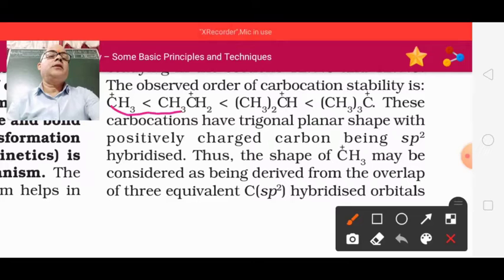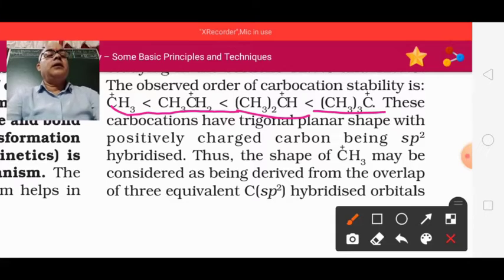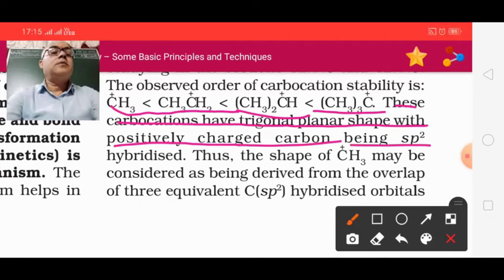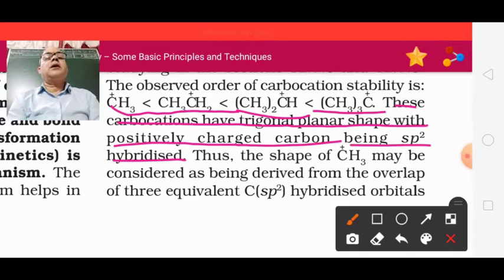Methyl carbocation is less stable than primary, which is less stable than secondary, which is less stable than tertiary. All these carbocations have a trigonal planar structure, with the positively charged carbon being sp2 hybridized. It means all the carbocations have a trigonal structure and the carbon is sp2 hybridized.